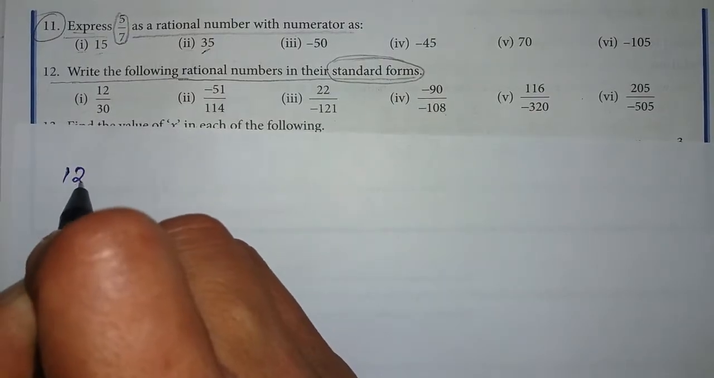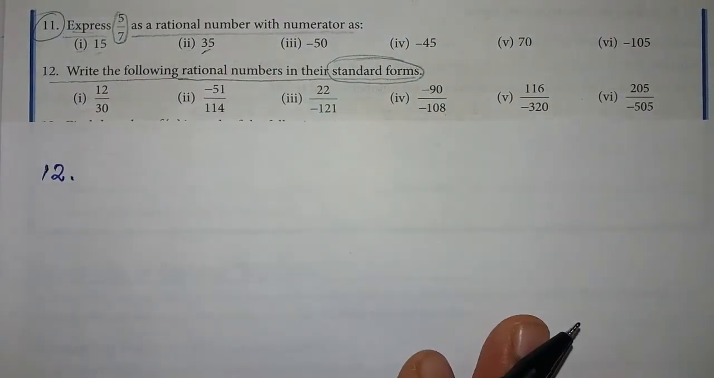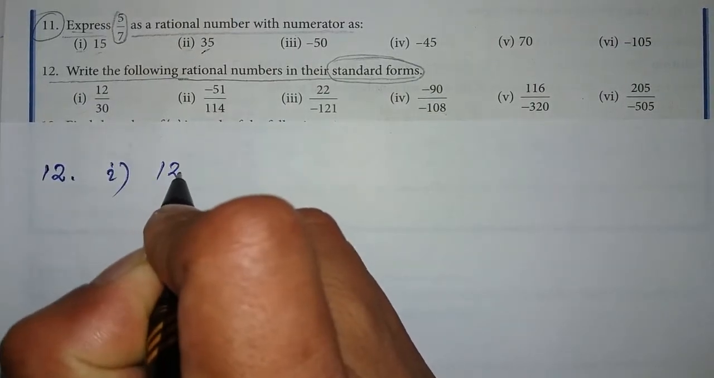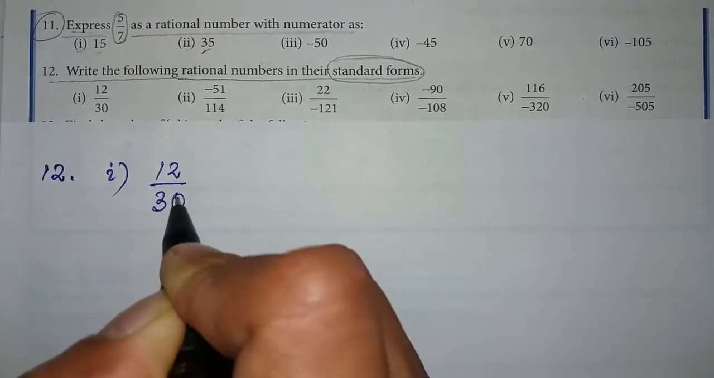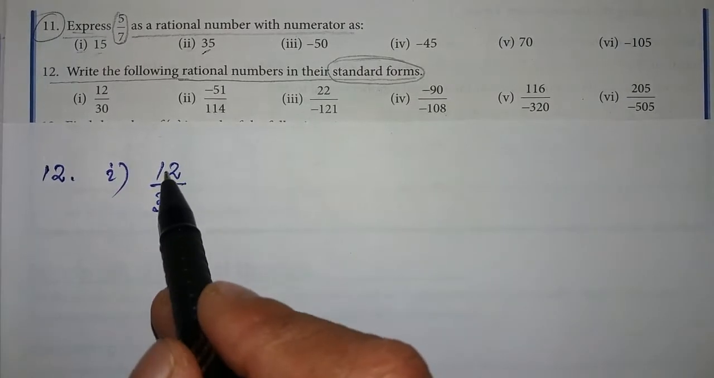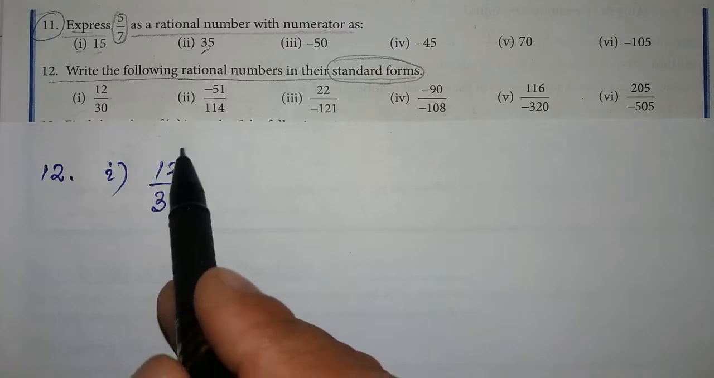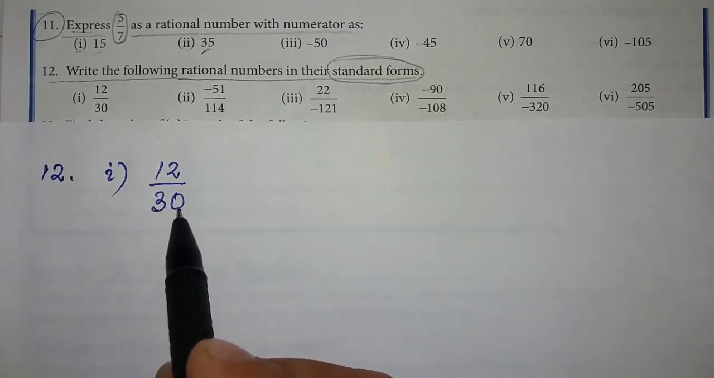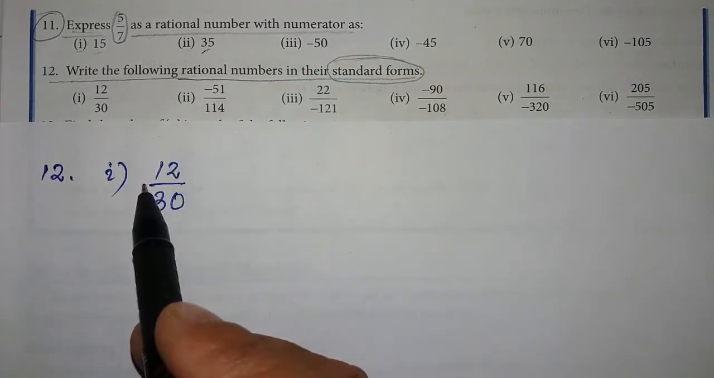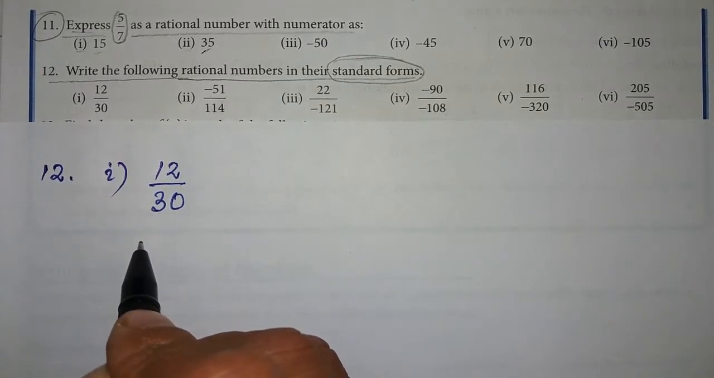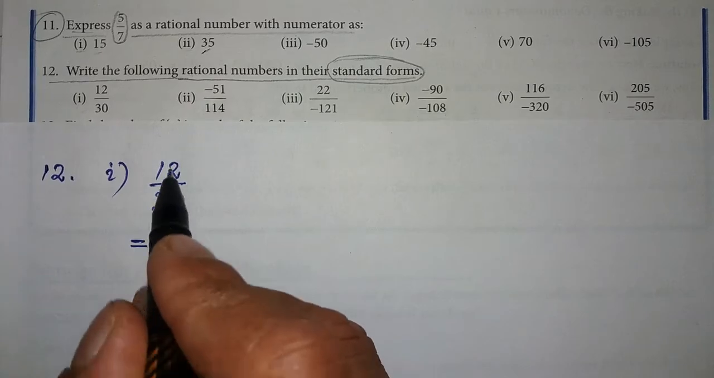Question number 12. Okay, the first one is 12 by 30. Now here this is not in standard form. See here you can divide by 2, 2 6s are 12, 2 15s are 30. You can even divide by 6. This is not in standard form. So to convert this, we're going to find out the HCF of this.